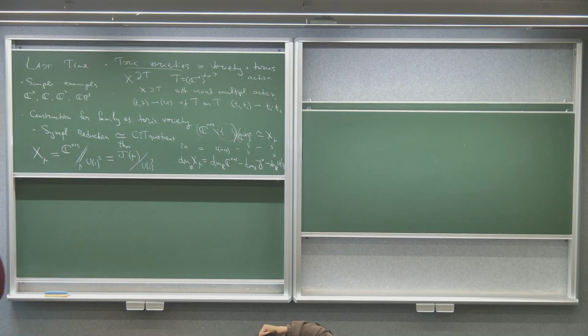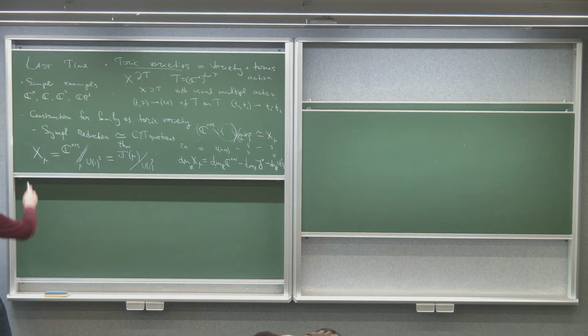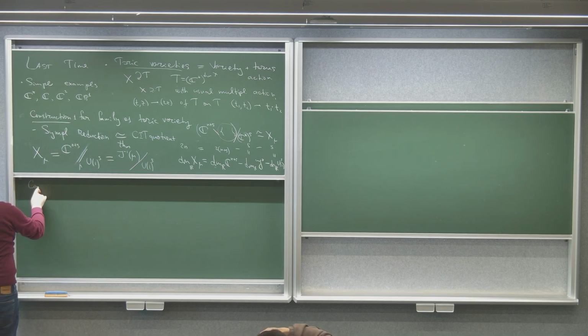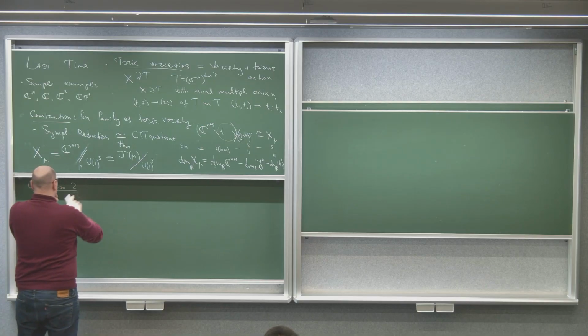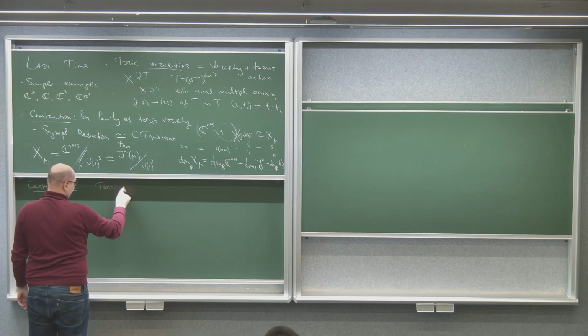But we are not going to use this GIT quotient in our course, and even the symplectic reduction we will use very rarely. So that is construction 1. Our key construction to practically describe toric varieties would be construction 2, toric varieties from polytopes.